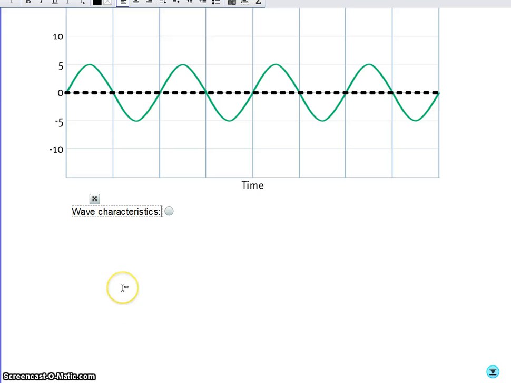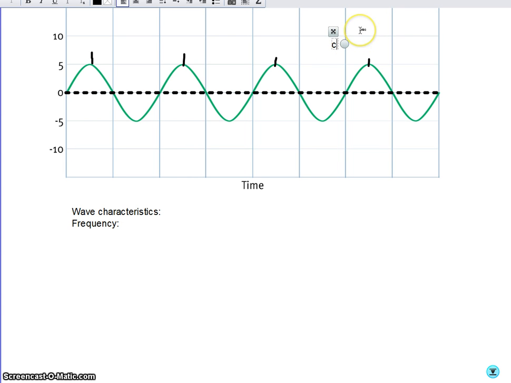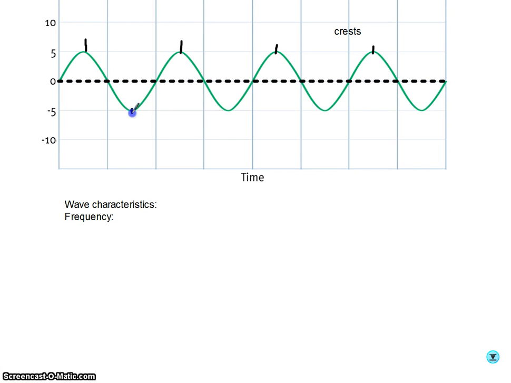Now, if I were to take a string and shake it up and down, it would generate a sine wave similar to the one that we're looking at here. And I want to talk about some characteristics of all waves, and I'm going to use this transverse wave as an example. Let me label some of these points. These points are called crests, and you probably already know this. And these lower points are called troughs.